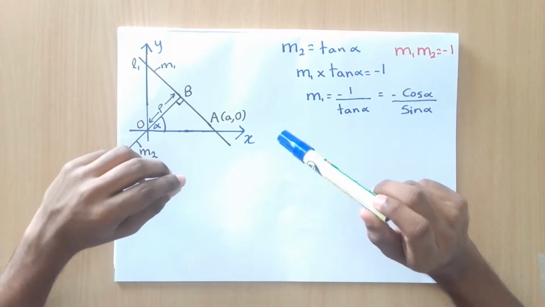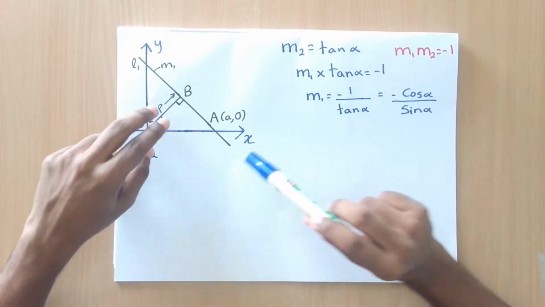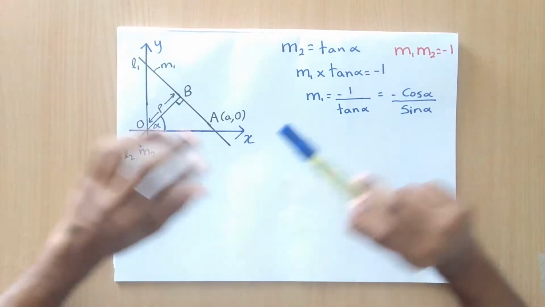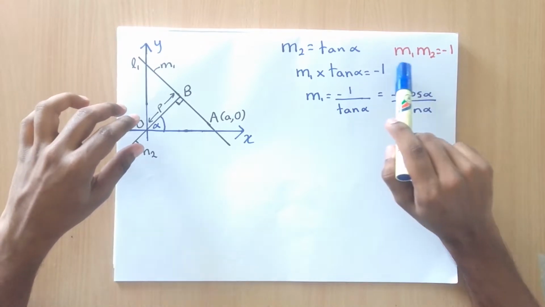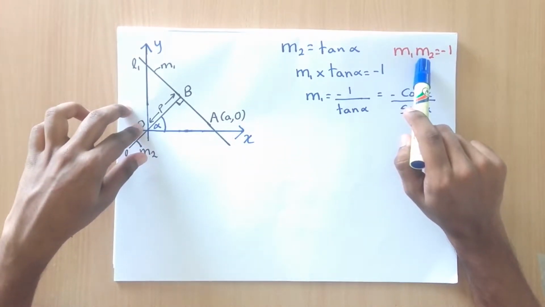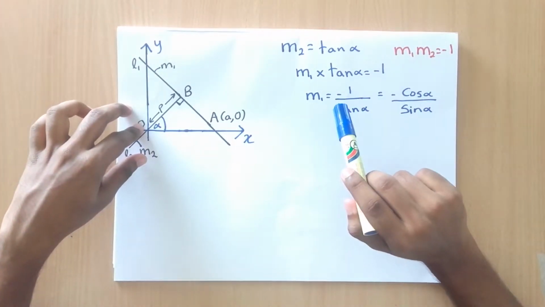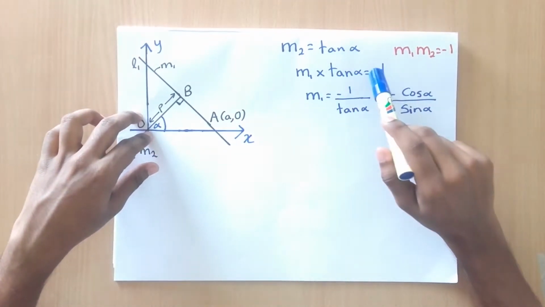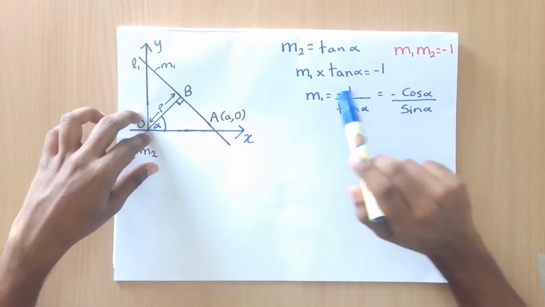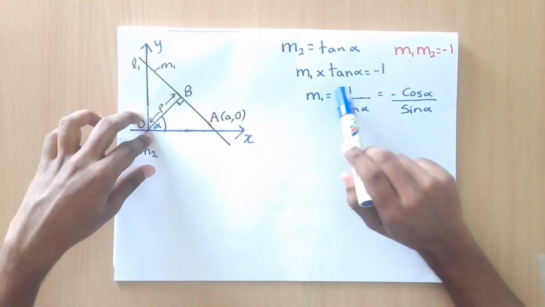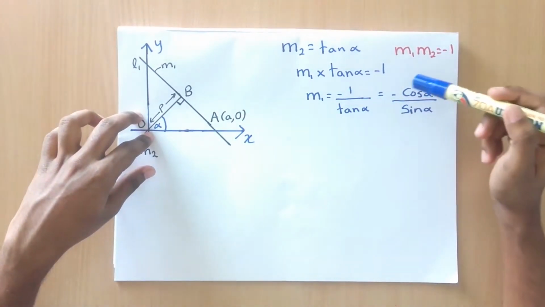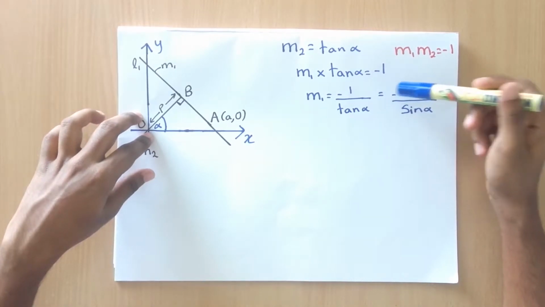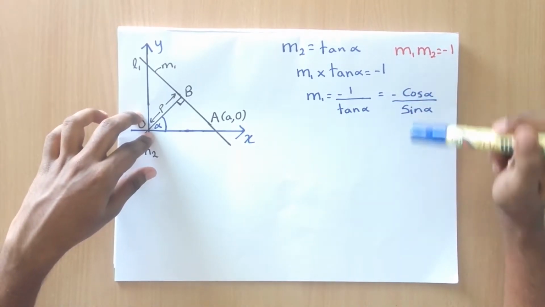We also know that the gradients of two perpendicular lines can be written as m1 into m2 equals -1. So this gives us m1 into tan alpha equals -1. Now we can find that m1 equals -1 over tan alpha. That is equal to minus cos alpha over sin alpha.